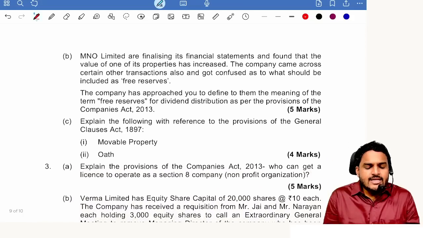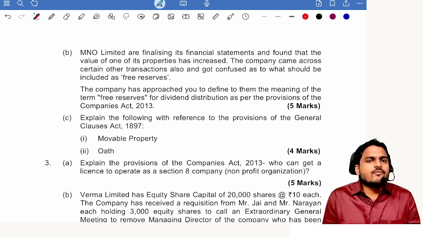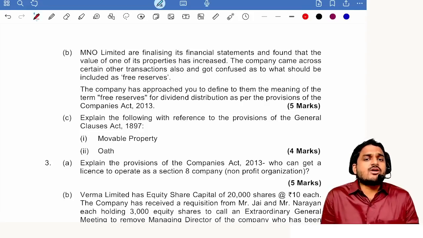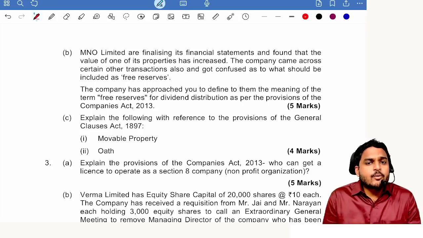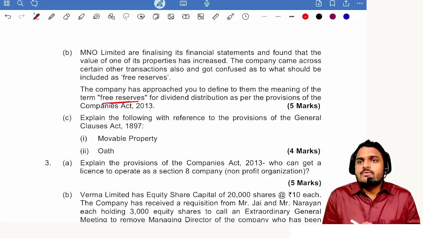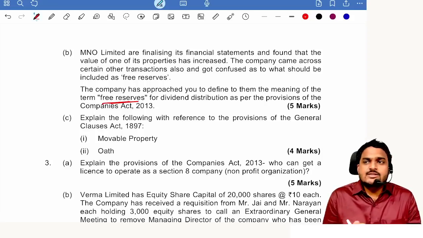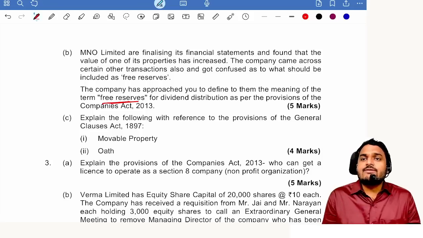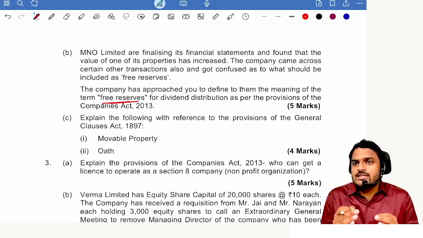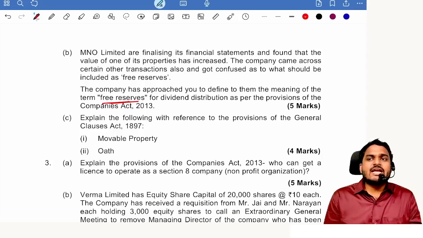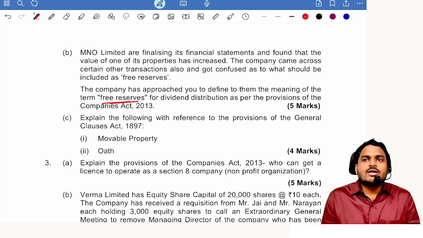MNO Limited is finalizing its financial statements and found that the value of one of its properties has increased. The company came across certain transactions, also got confused as to what would be included as free reserves, and has approached you to define the meaning of free reserves. Free reserves exclude notional gains, unrealized gains, revaluation profits. Revaluation reserves. Also excludes miscellaneous assets. Also excludes carried forward profit and loss debit balance, the negative balance of P&L. Understood?